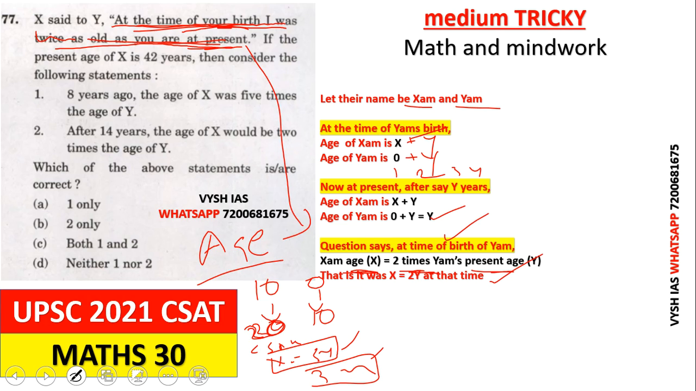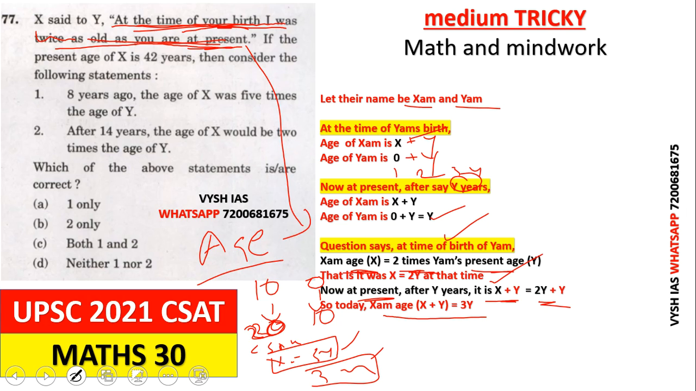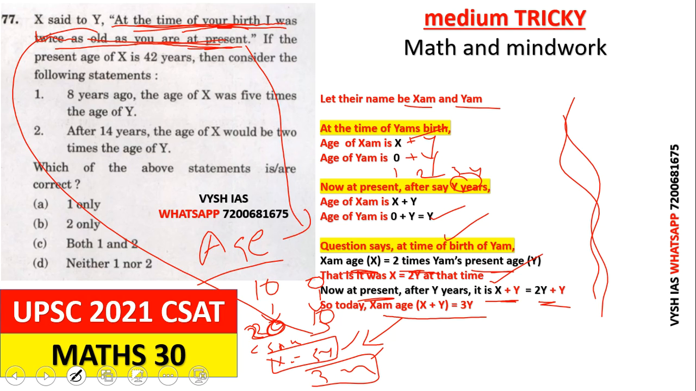Now at present, what will happen? You have to add that Y years. So X becomes X plus Y, and 2Y becomes 2Y plus Y. So Sam's age at present is equal to 3Y. This is what you have to derive, and this is what I'm telling is in your books. CSAT books will directly tell you that if such a statement comes, you have to by heart that X is equal to 3Y. If you can't by heart, you can derive it with an equation like this. So X is equal to 3Y, and the answer is practically solved, because here they are now giving you a fact also.